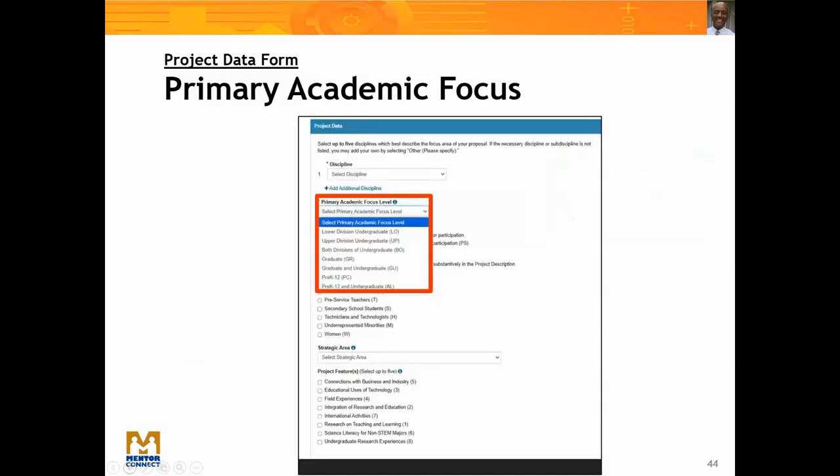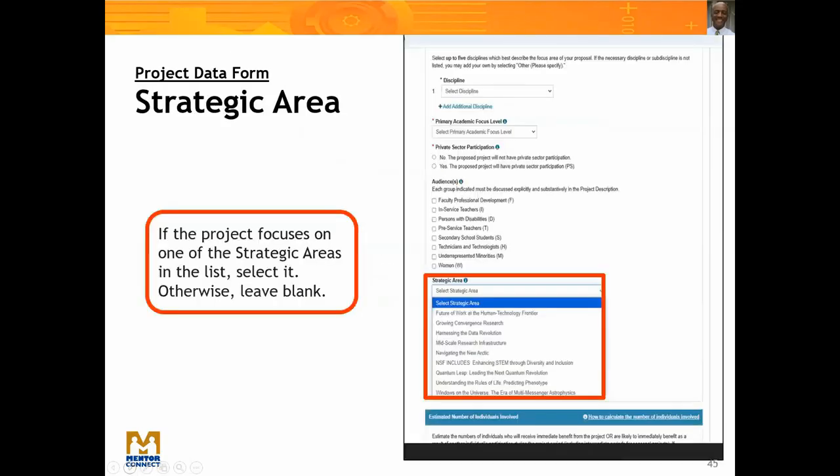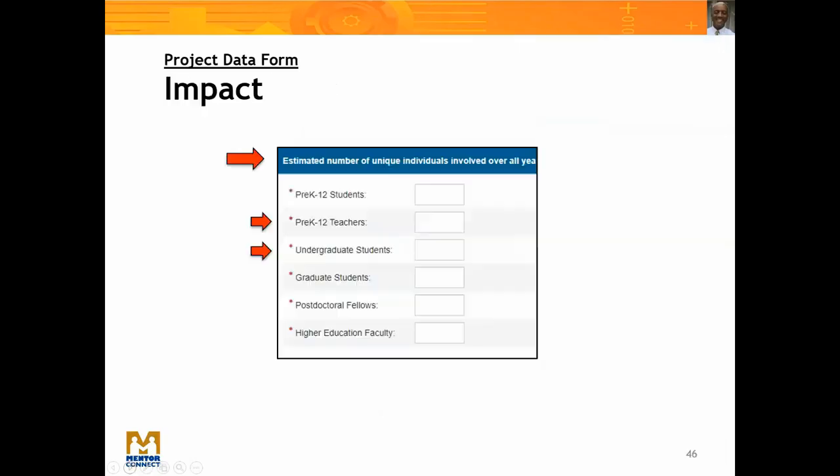Again, for primary focus, select the item that best matches. For many projects, it will be the lower division undergraduate. If the project focuses on one strategic area in the list, select it. Otherwise, just leave it blank.